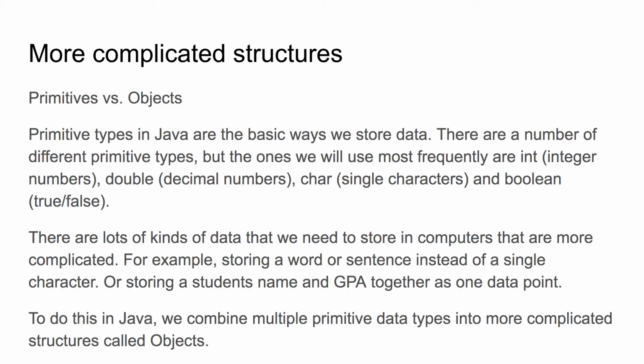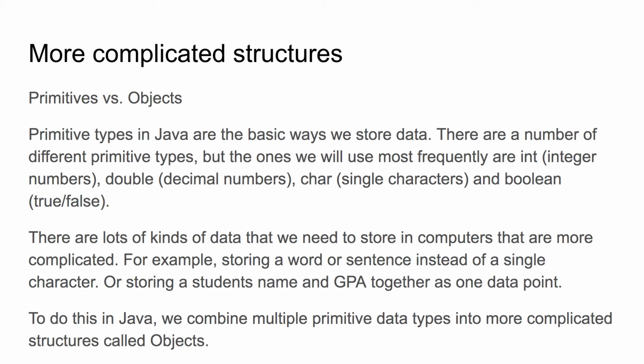There are a number of different primitive types, like int for integer numbers, double for double precision floating point decimal numbers, char for single characters, and boolean for true false. Those are the 4 that'll be the primary ones we use for AP Computer Science. You got to know that there are times we store a lot more complicated data, like a word or a complete sentence instead of a single character, or storing a student name and a GPA together, or storing an image file, right? To do this, we combine multiple primitive types into more complicated structures called objects.